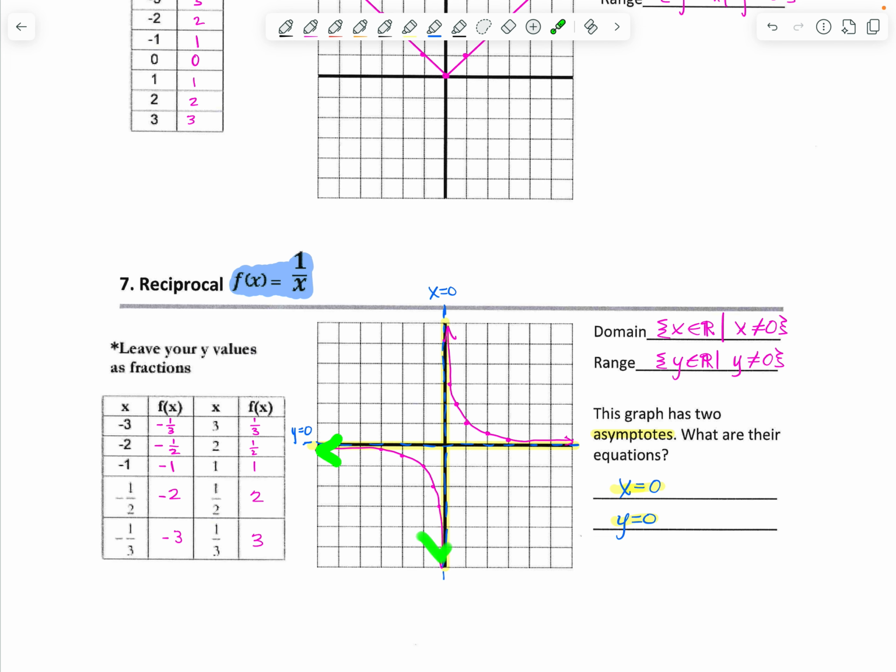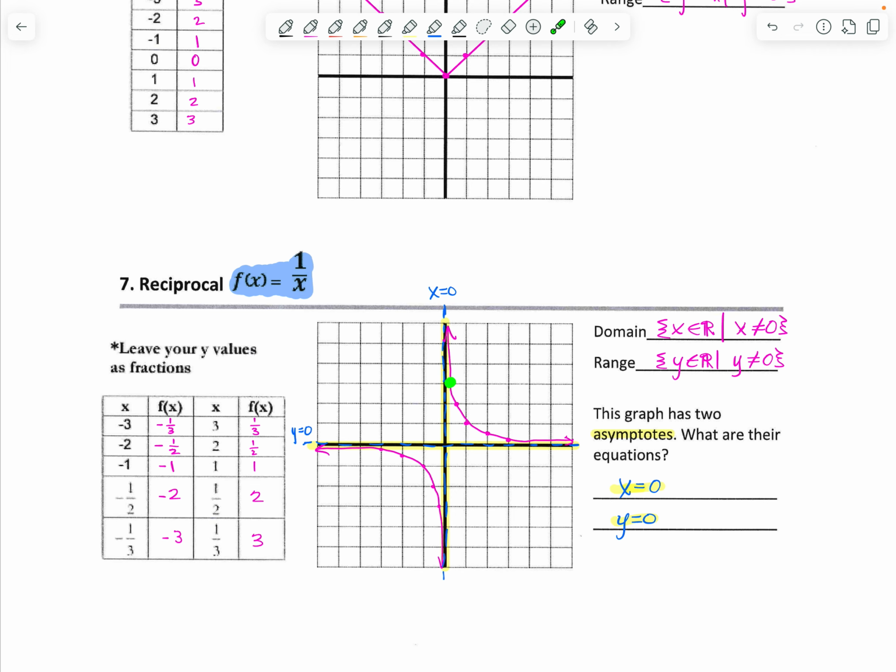Likewise for the positives, it's like the flipped version of this. If x is 3, I'm going to get 1/3. If x is 2, I'm going to get 1/2. If x is 1, I'm going to get 1, because 1 divided by 1 is 1. If x is 1/2, I flip that, I get 2. If x is 1/3, I flip that to get 3.